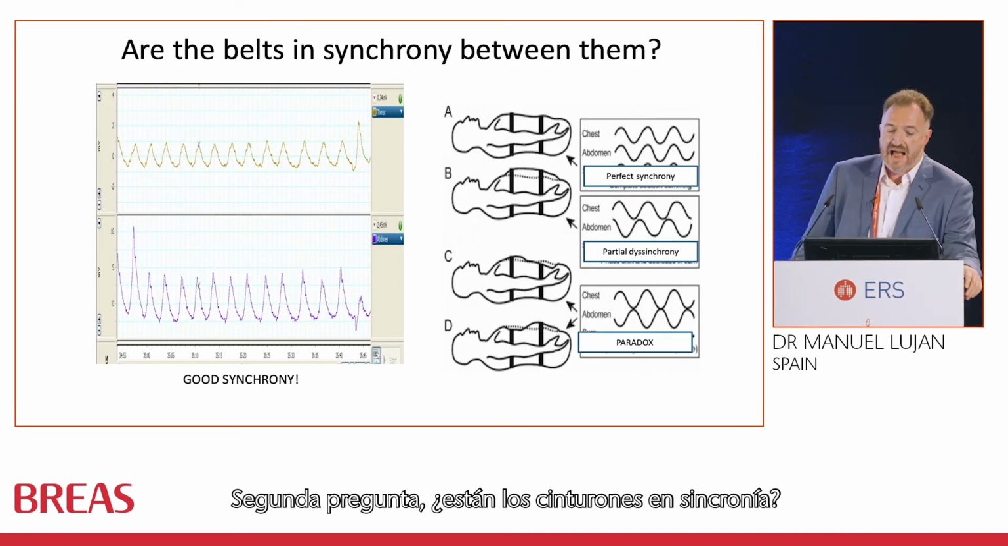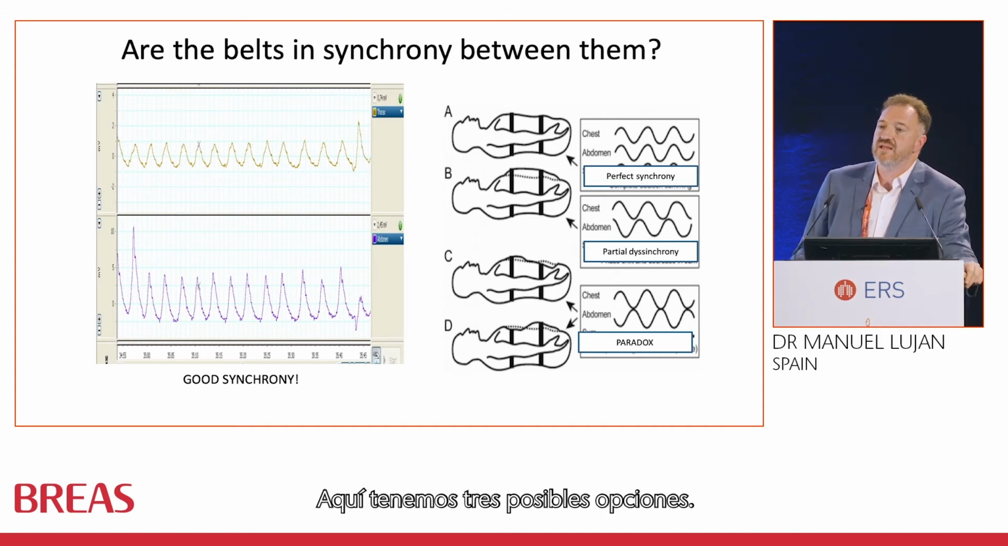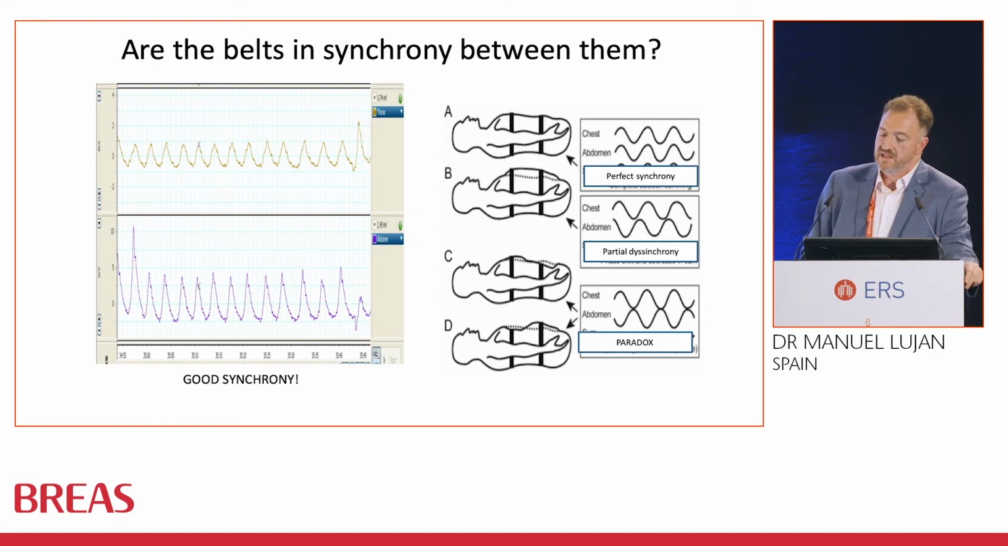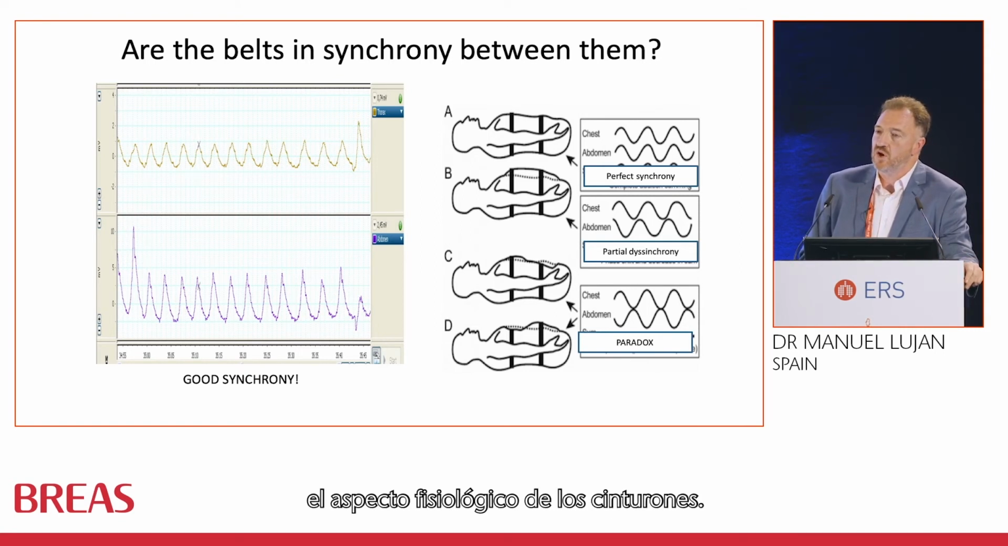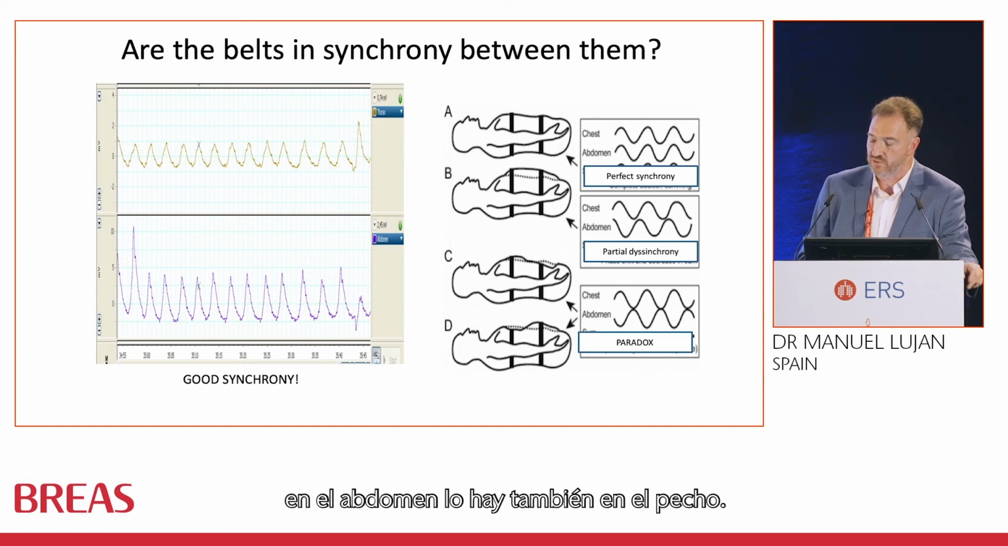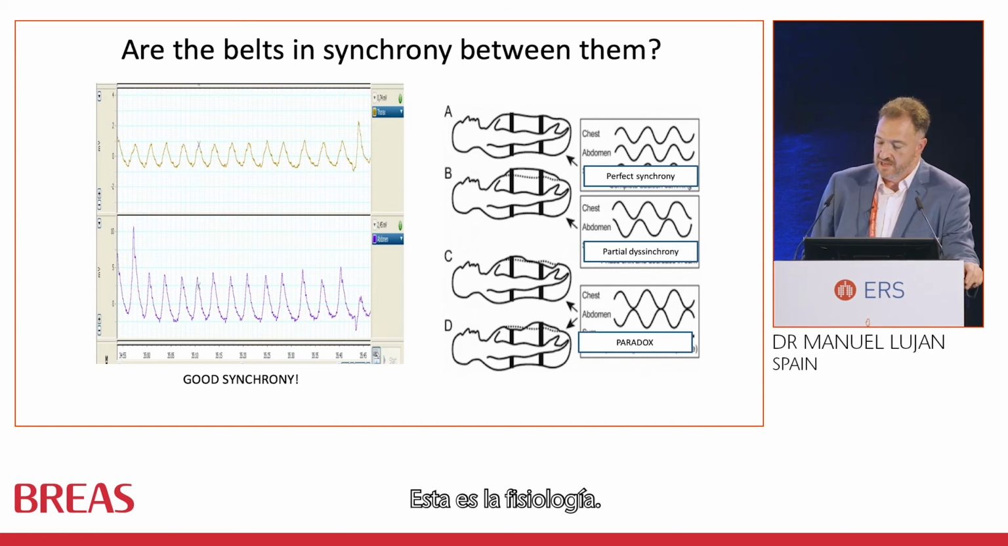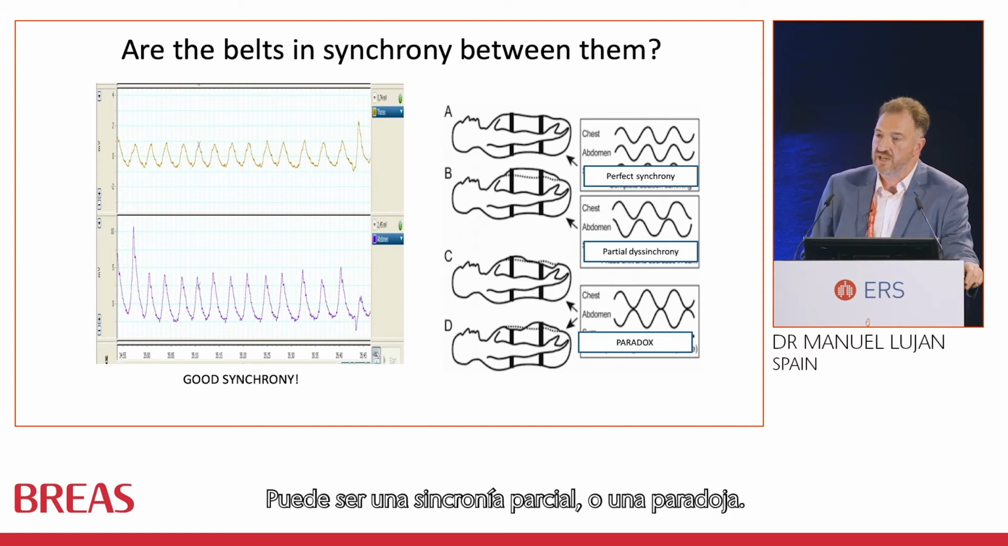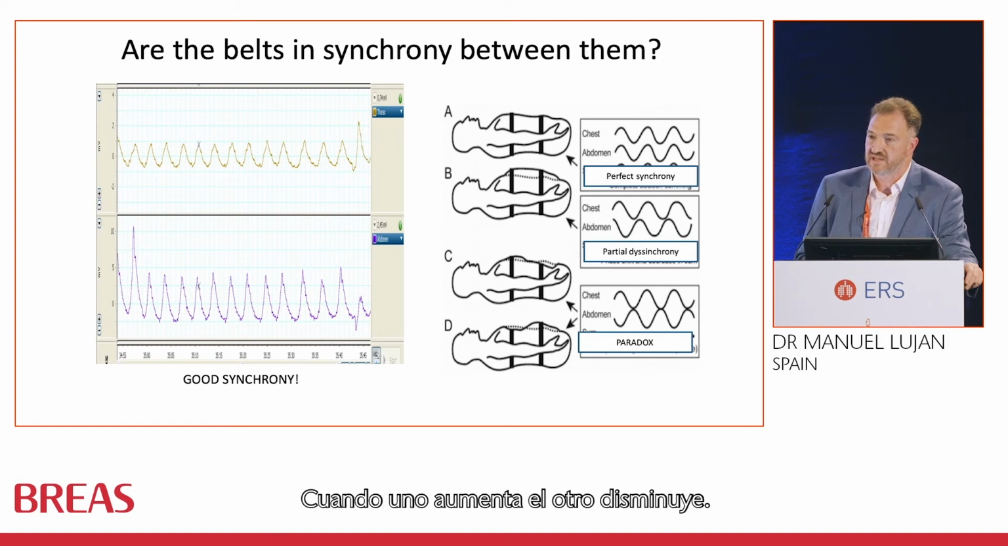Second question. Are the belts in synchrony between them? Here we can have 3 main possibilities. The perfect synchrony, the physiological aspect of the belts: the abdominal and the thoracic rib cage belt are in synchrony. When there's an increase in the abdomen, there's an increase also in the chest. This is the physiology. It can be a partial desynchrony, or it can be a paradox. When one is increasing, the other is decreasing.